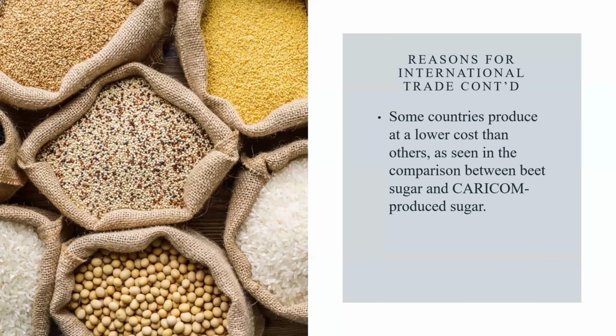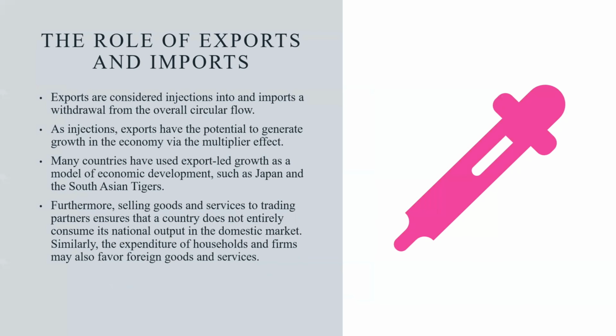Some countries produce at a lower cost than others, as seen in the comparison between beet sugar and CARICOM produced sugar. The role of exports and imports. Exports are considered injections into, and imports a withdrawal from, the overall circular flow. As injections, exports have the potential to generate growth in the economy via the multiplier effect. Many countries have used export-led growth as a model of economic development, such as Japan and the South Asian tigers.